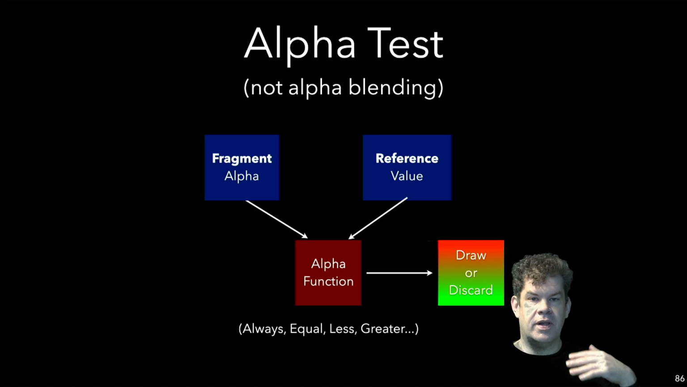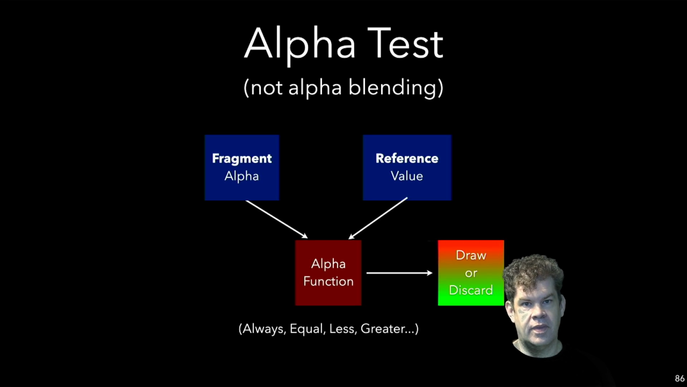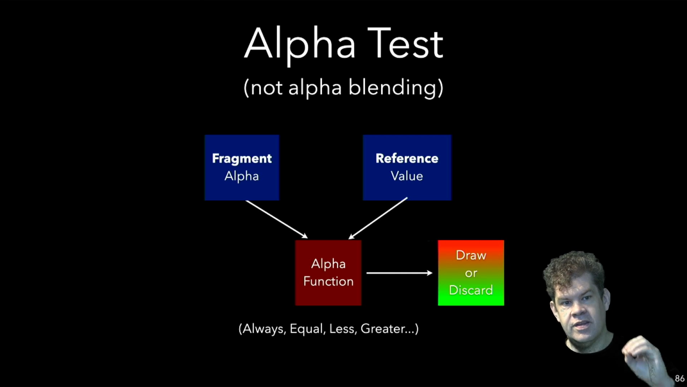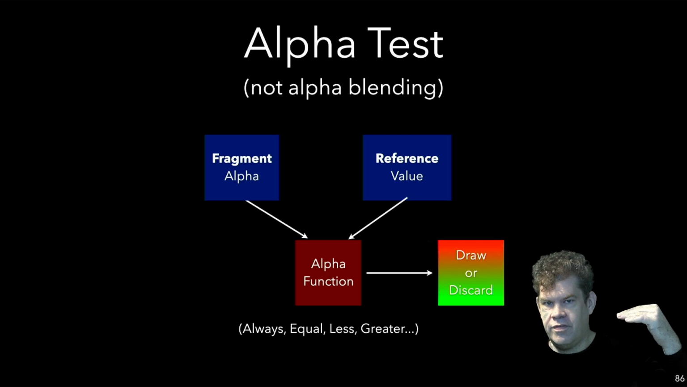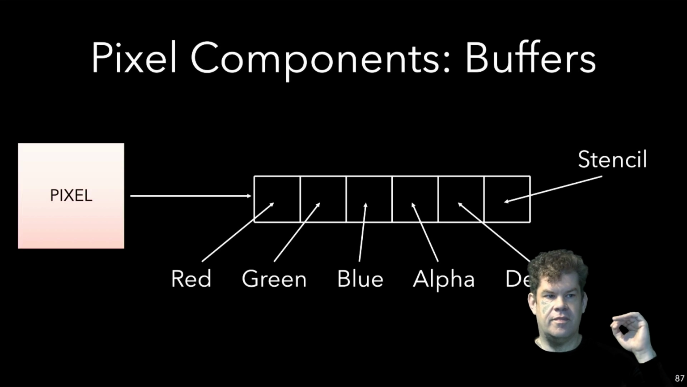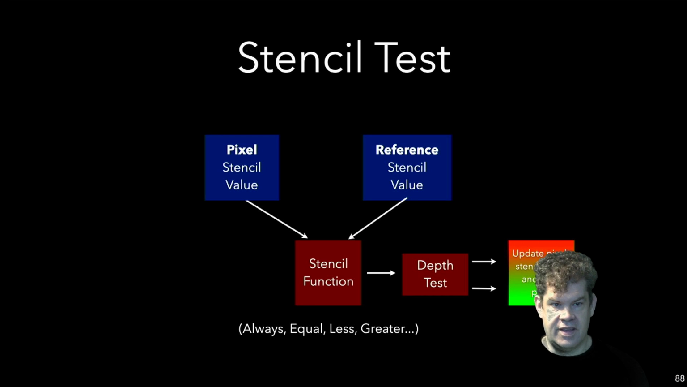Just write the depth value into the alpha channel and you're good to go. Okay, so that's the alpha test. Again, the take-home message is a global constant called the reference value, compared against the fragment value. Okay, alpha test. Next test, stencil test.